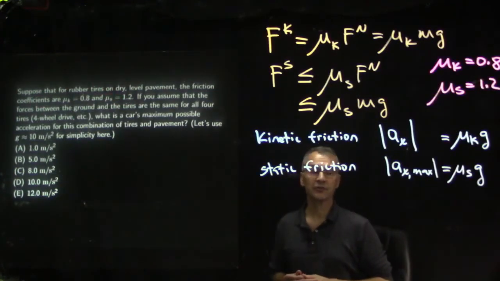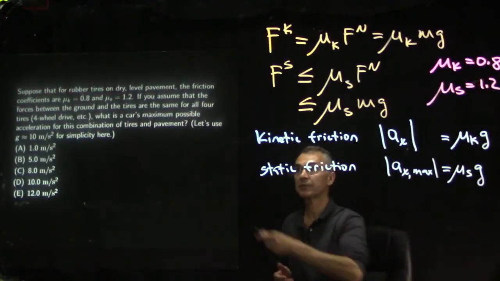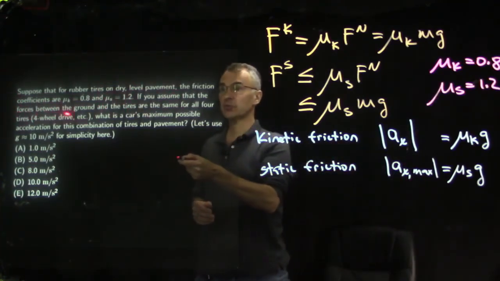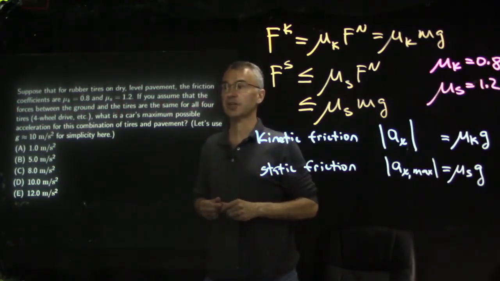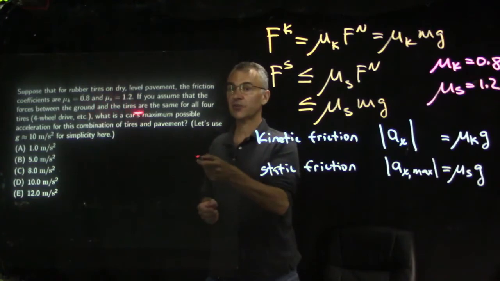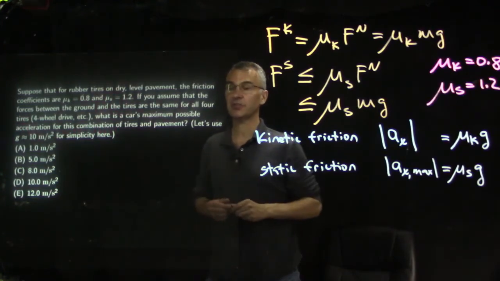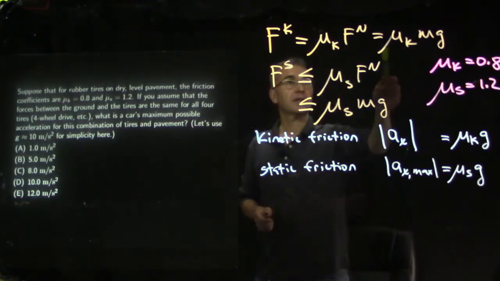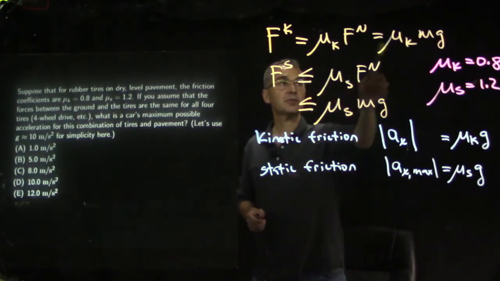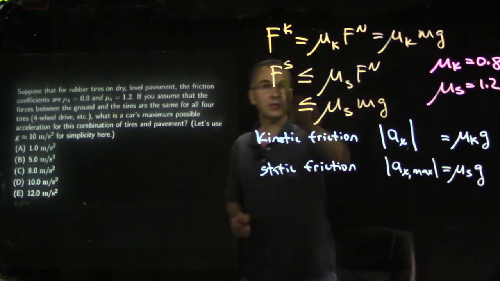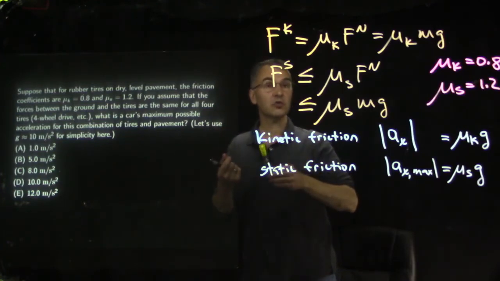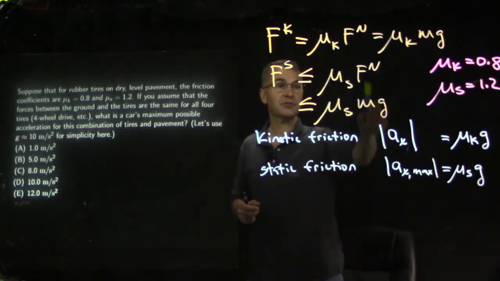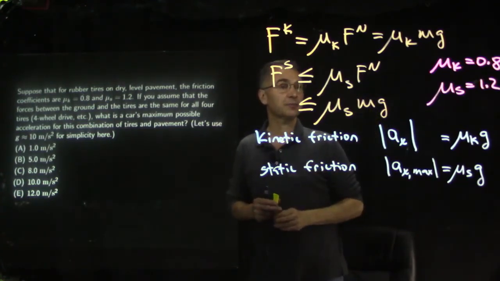Suppose for rubber tires on dry level pavement, the friction coefficients are mu kinetic is 0.8 and mu static is 1.2. If you assume the forces between the ground and the tires are the same for all 4 tires, so maybe it's like a 4-wheel drive car, what is the car's maximum possible acceleration for this combination of tires and pavement? Kinetic friction gives you mu kinetic times the normal force, and the normal force is m g, so that's mu kinetic m g. Static friction will give you some value which is no larger than, the largest it could possibly be is mu static F normal, which is mu static m g in this case, because the normal force just equals m g.